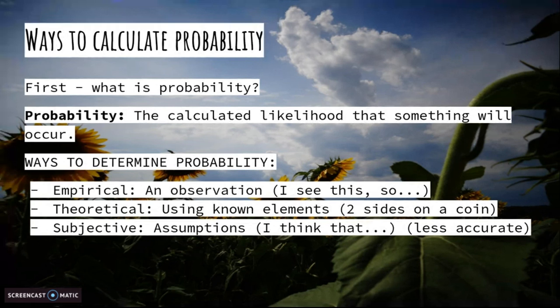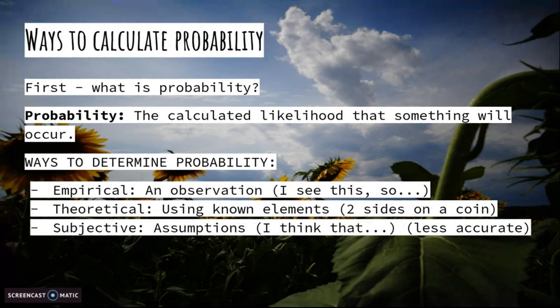So, here are ways to calculate probability, but first let's just look at the actual definition. It's the calculated likelihood that something will occur. So, when you learned it in elementary school, it's just like likely, unlikely, very likely, possible, things like that. But this time we're actually going to put some numbers to it, which you may have done before, but we're going to use some equations that you may have never used before.